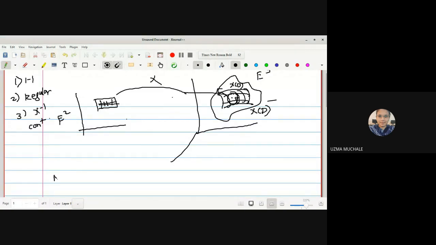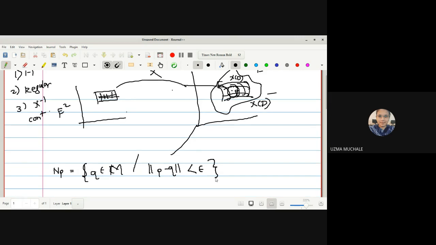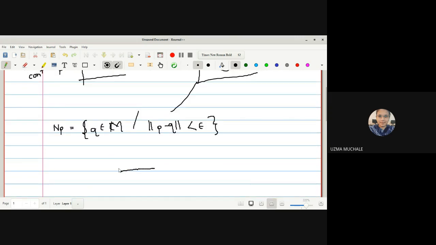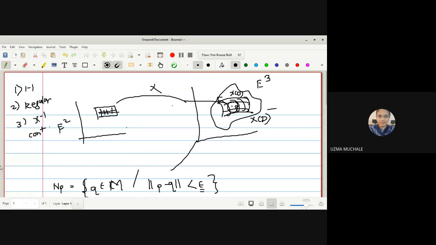Now, as we are in 3D space, let us define the neighborhood for a point P. N is the notation for a neighborhood, and P is that particular point. So how are we going to define N of P? N of P is the set of all points Q in M such that the distance between P and Q is less than epsilon. Set of all points in your surface M or object M, because we still haven't found whether it is a surface or not. So the distance between any point Q and the point P should be less than epsilon. That means it has a sphere, right? P is the center and Q is at a distance strictly less than epsilon. So we can create a neighborhood for that point P.